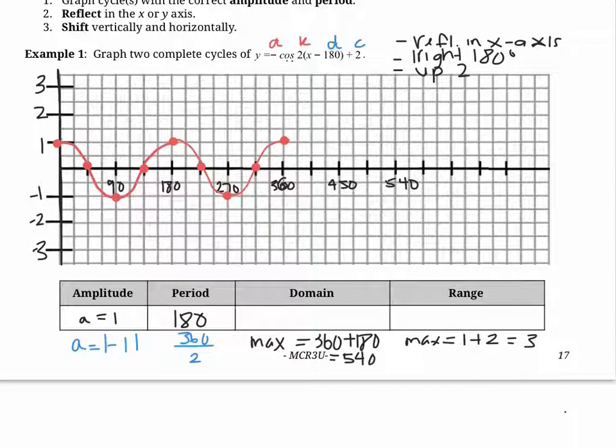So our next step is to graph any reflections. So we do have a reflection, and it's in the x-axis. So let's go ahead and we're going to flip all of these points into the x-axis. So this 1 up here is going to become -1 and etc.